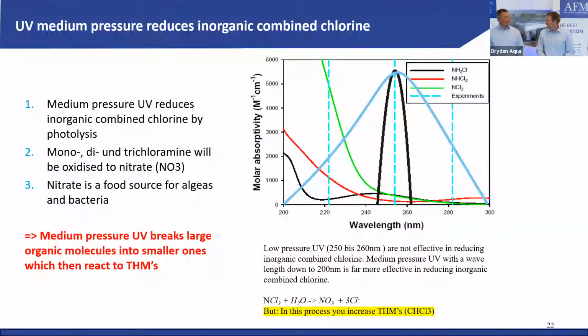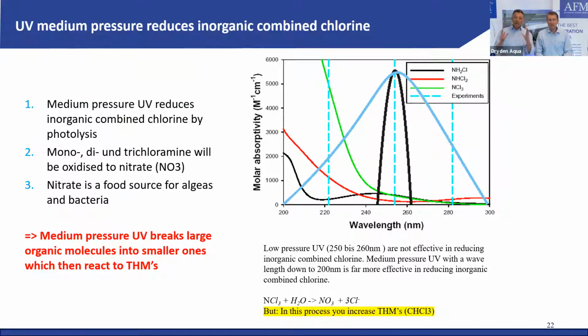But then again, there are some downsides to it. One is that the combined chlorine is oxidized into nitrate. This is what you see here. With medium pressure, you reduce inorganic combined chlorine by photolysis. This is the process: these photons split this up. Mono-, di- and trichloramine is oxidized to nitrate. This is the formula that you see here. And nitrate is a food source. It's a fertilizer for algae and bacteria. It's great for algae and for bacteria.